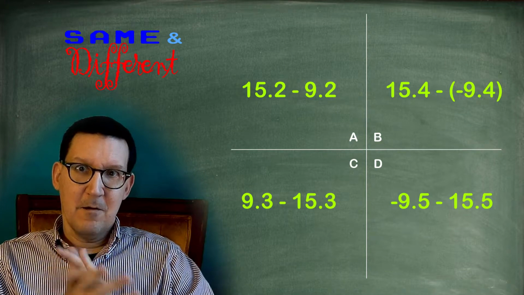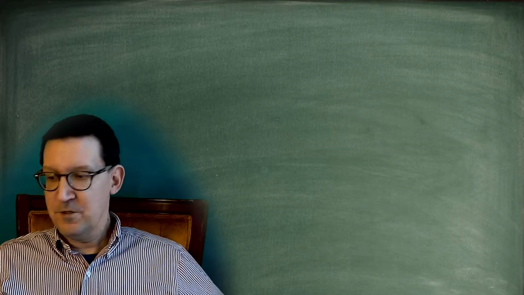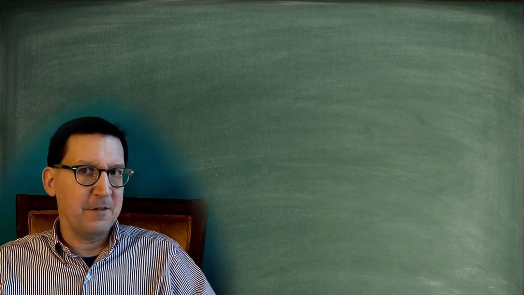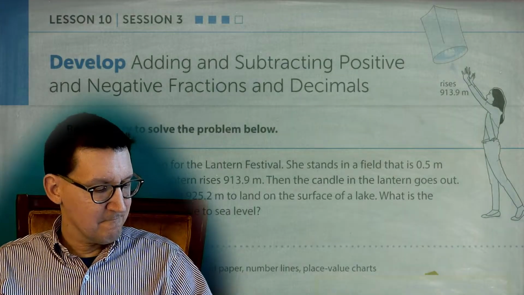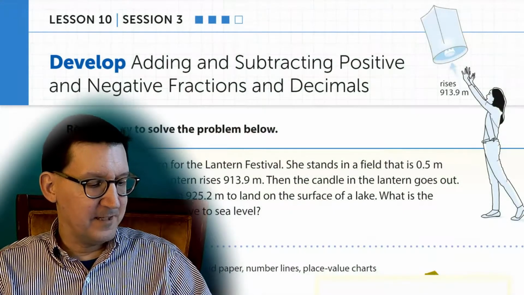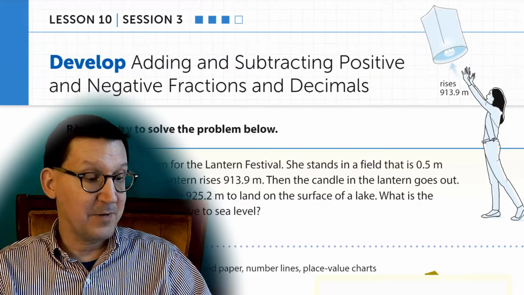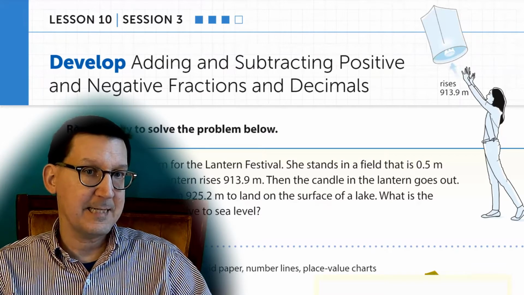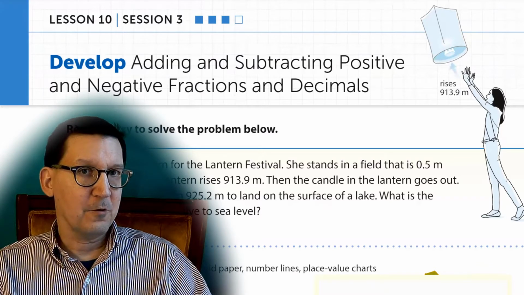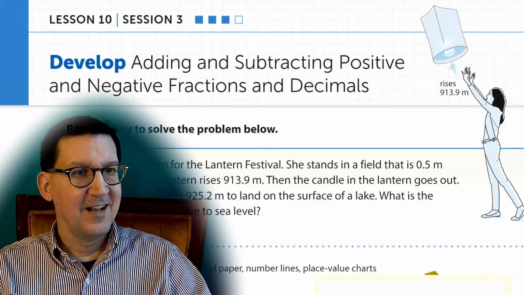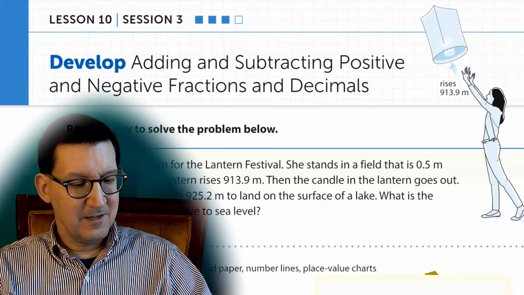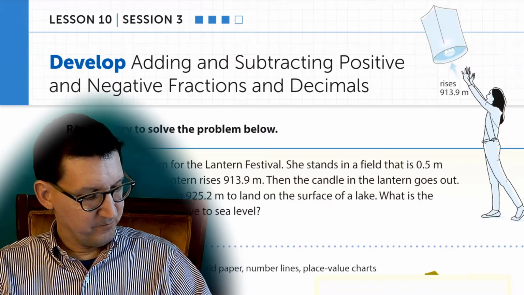So let us move on to our first page, page 193. As you see, we are developing, adding, and subtracting positive and negative fractions and decimals. So, more work with rational numbers today. Let's look at our sample problem.